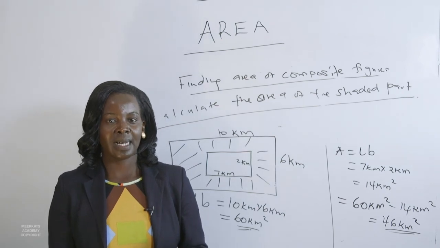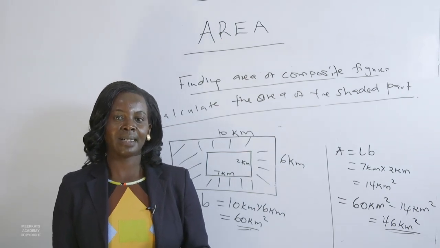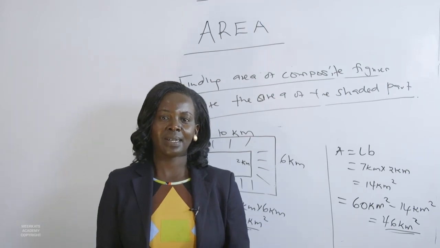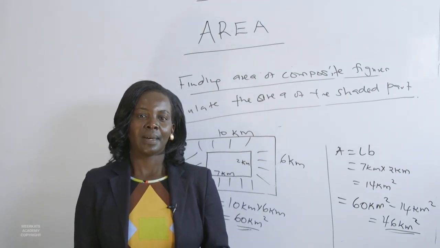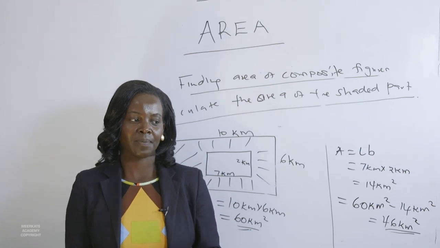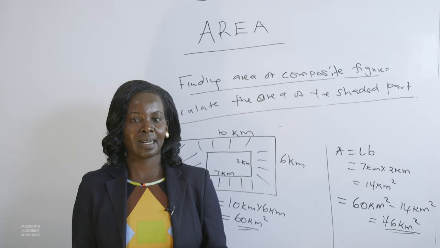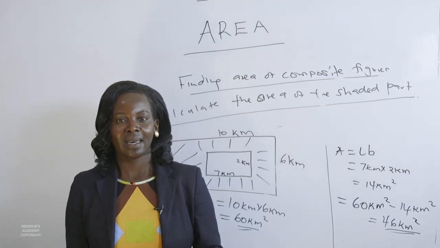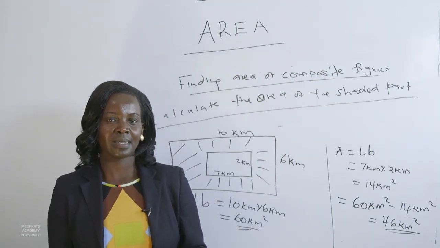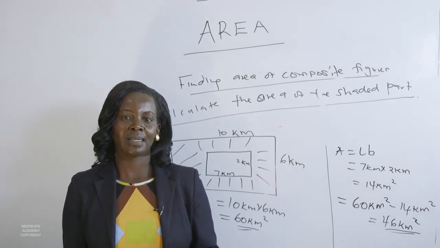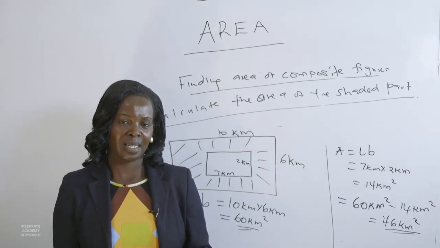We have also looked at how to find the area of two-dimensional figures, that is a rectangle, a triangle, and a square. And we said the formula of calculating the rectangle is length times base, and for square is length squared, and for the triangle is a half base times height.